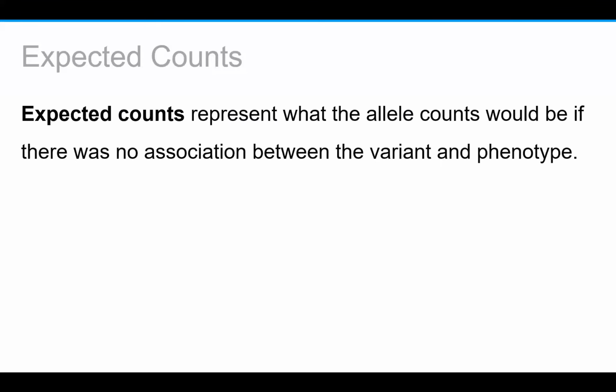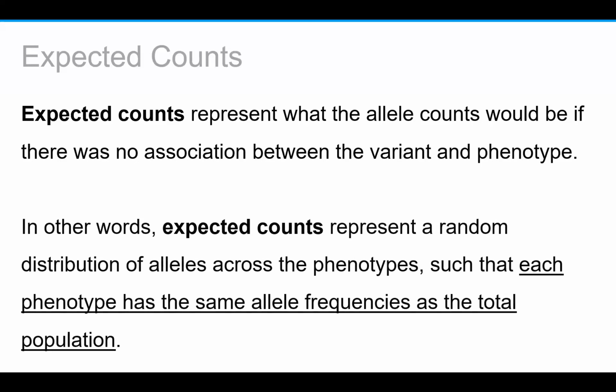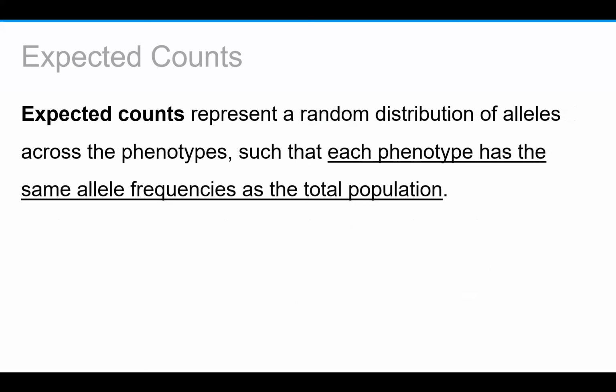In this application of a chi-square test, the expected counts represent what the allele counts would be if there was no association between the variant and phenotype. In other words, the expected counts represent a random distribution of alleles across the phenotypes, such that each phenotype has the same allele frequencies as the total population. If we focus on that second part, we can think about this in terms of allele frequency, which students already calculated in the previous part of the activity.